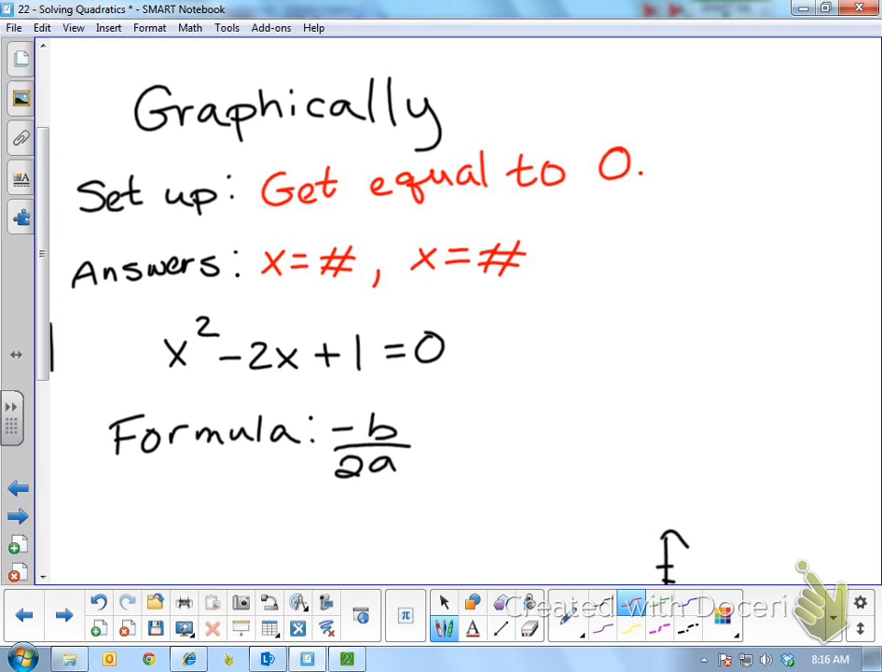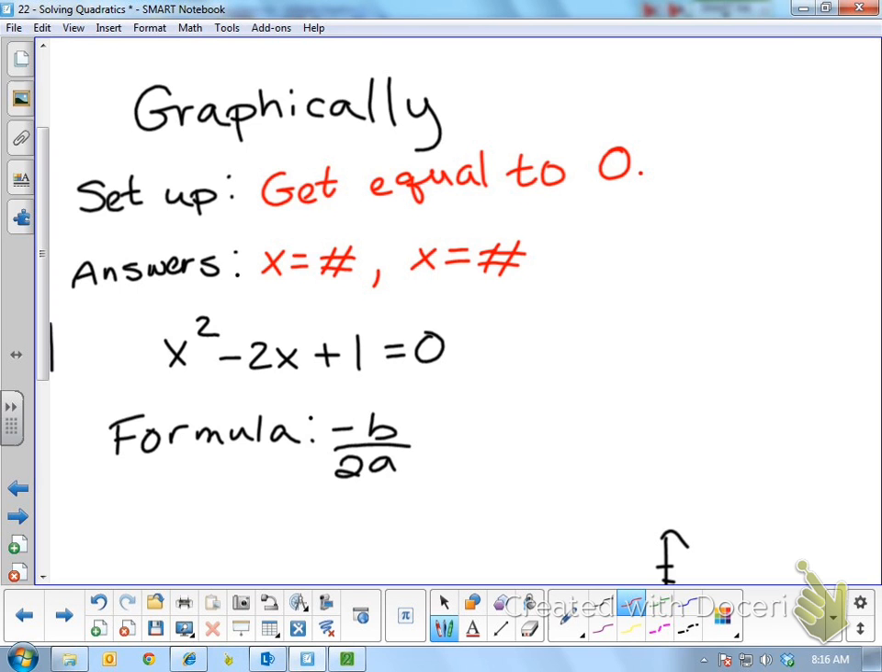So I've started with an example now. x squared minus 2x plus 1 equals 0. And if we're going to graph this, then we need that formula, negative b over 2a. What does that formula remind you of? Where have we seen something similar? The quadratic formula. It just doesn't have the square root part. That's exactly where we got that information from.